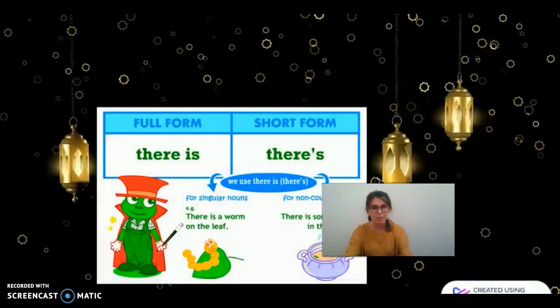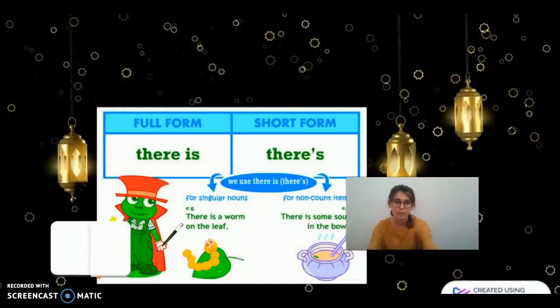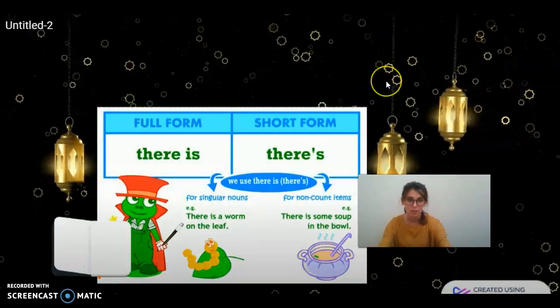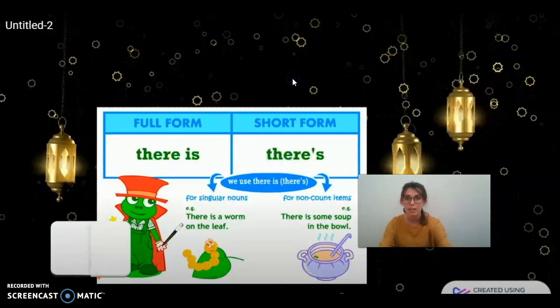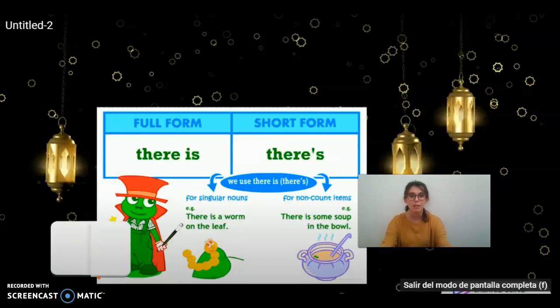Now, both can be abbreviated, but there is can be abbreviated for singulars, like here. So you can say there is or there's, right? There is a worm on the leaf. There's a worm on the leaf. There is some soup on the bowl. There's some soup on the bowl. Both are correct, right?